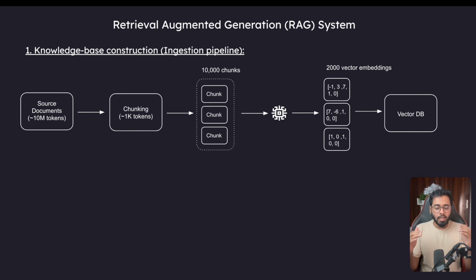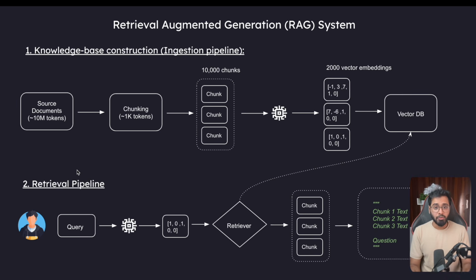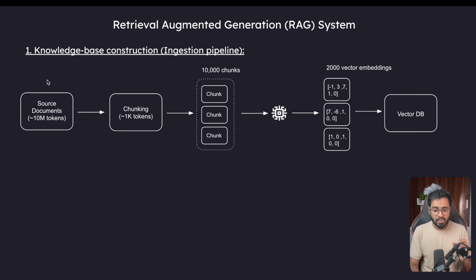On a very high level, I want you to think of retrieval augmented generation, the entire system, as 2 different parts. The first part is going to be the ingestion pipeline, and the second part is going to be the retrieval pipeline. Okay, so we are going to break it down. We are going to divide and conquer. Let's first try to understand the first part, which is the ingestion pipeline.